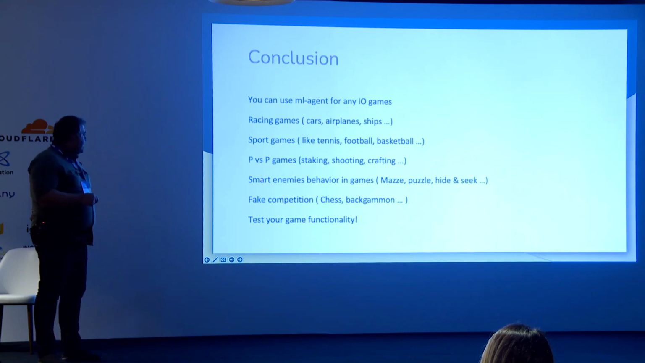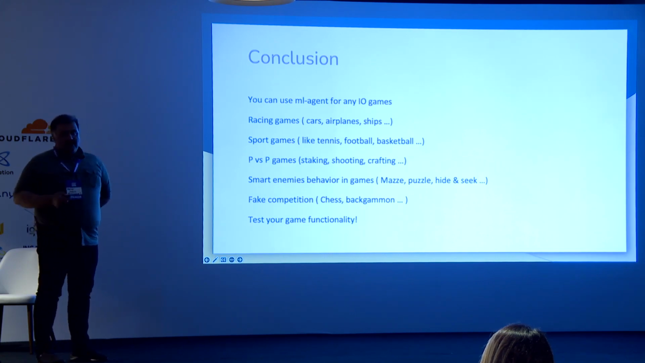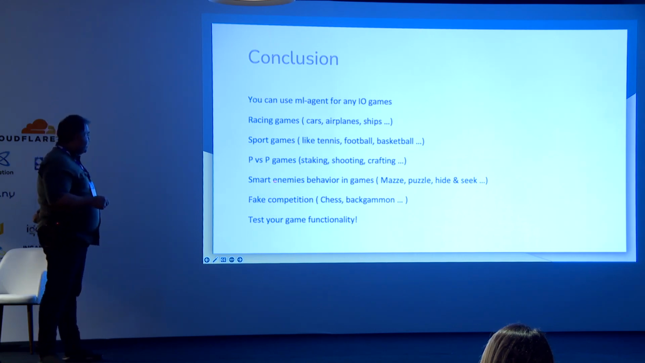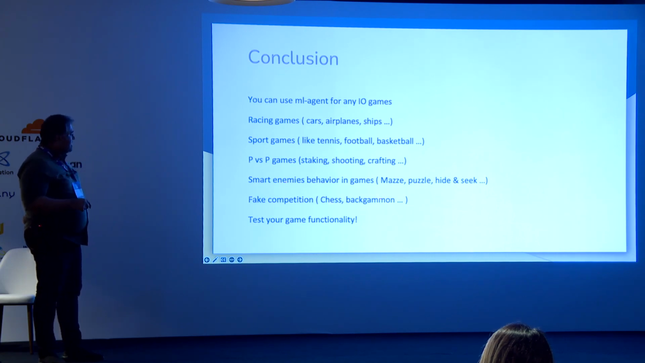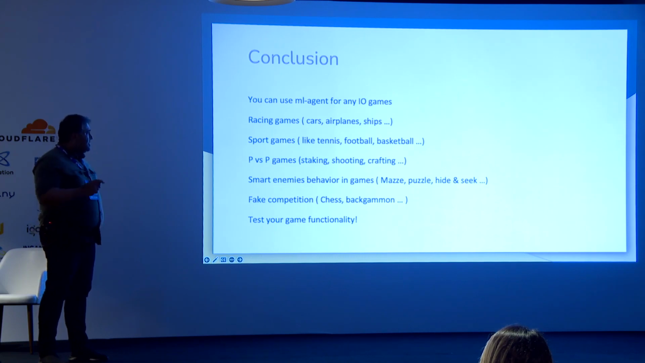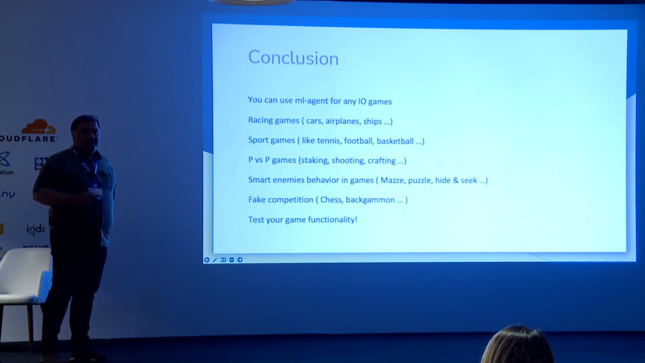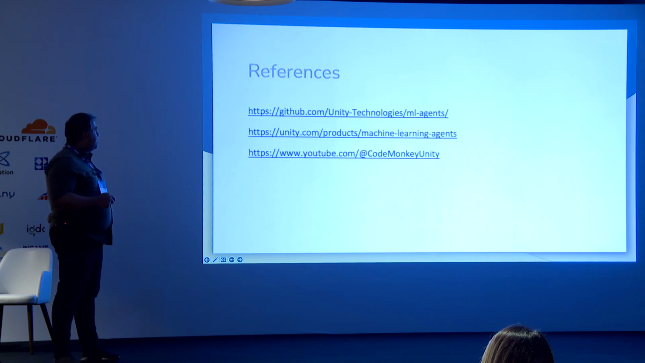Also, you can use ML agent for enemies' smart behavior inside your game. If you have a maze or puzzle game or hide and seek game, you can use ML agent to chase or find the player and interact with the player as an enemy. Also, you can use it on board games like chess or backgammon. And also, you can use ML agent to test your game functionality, because our agent uses the same functionality of the player we write inside our project.